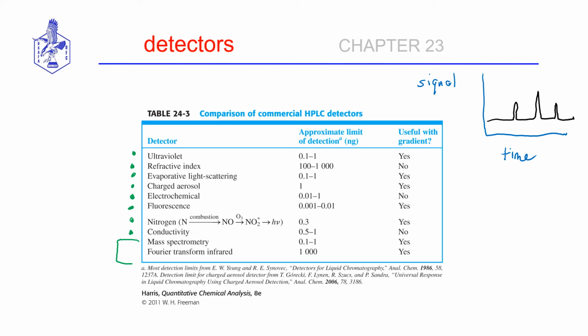So considerations as to choice of detectors. Obviously, limits of detection are critical, and here are the considerations with regard to that. We also have the consideration of whether or not these detectors can be used with a gradient, changing mobile phase composition. So that might dictate which detector is going to be appropriate for a certain separation.